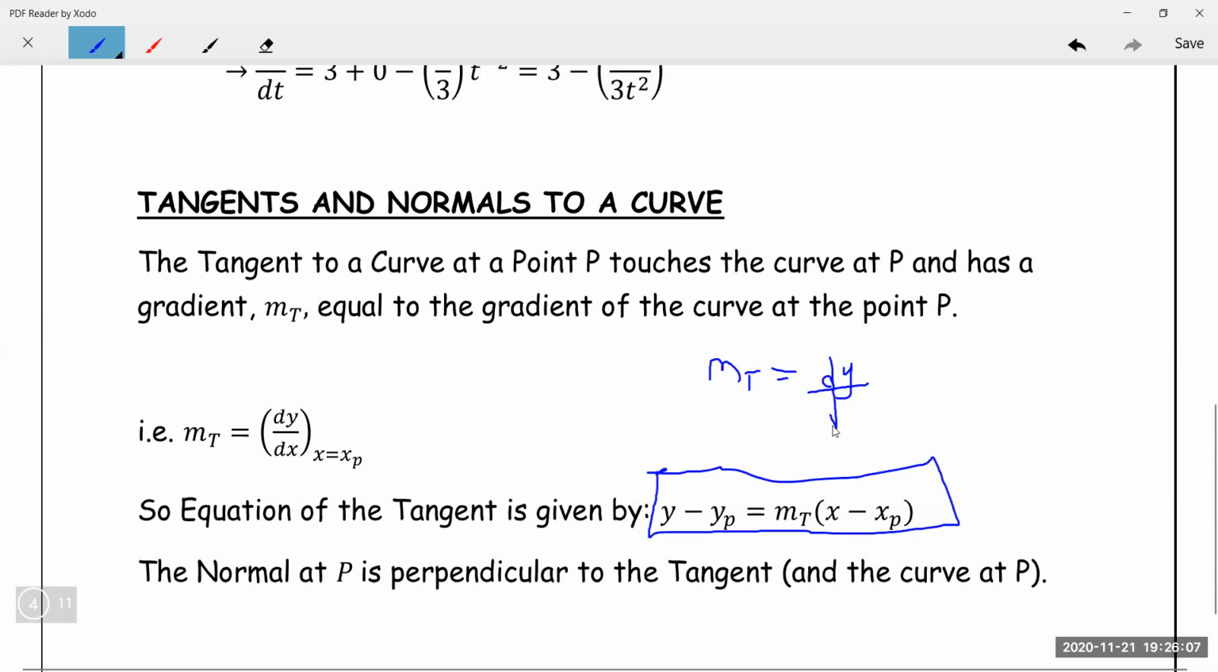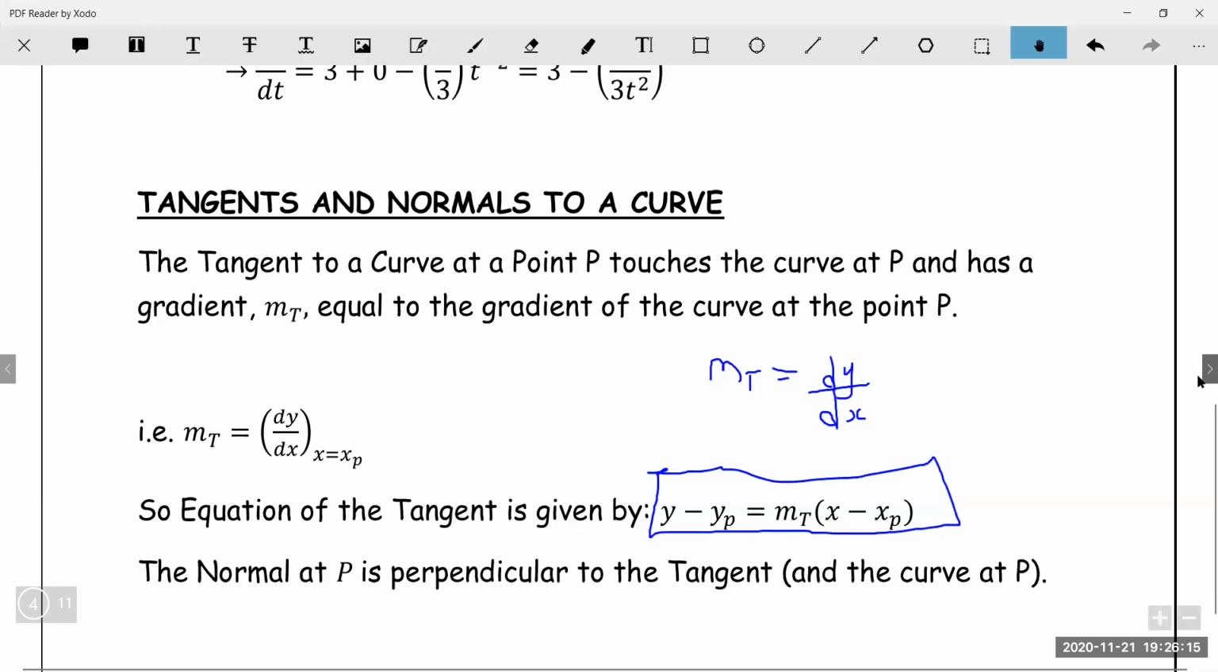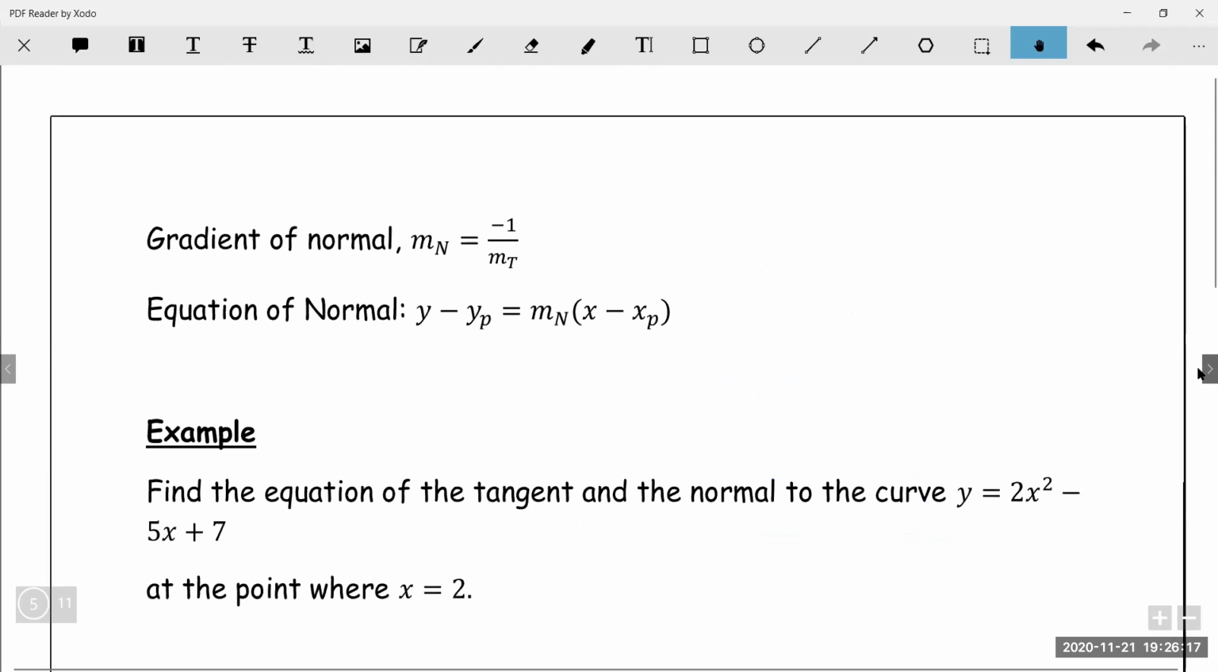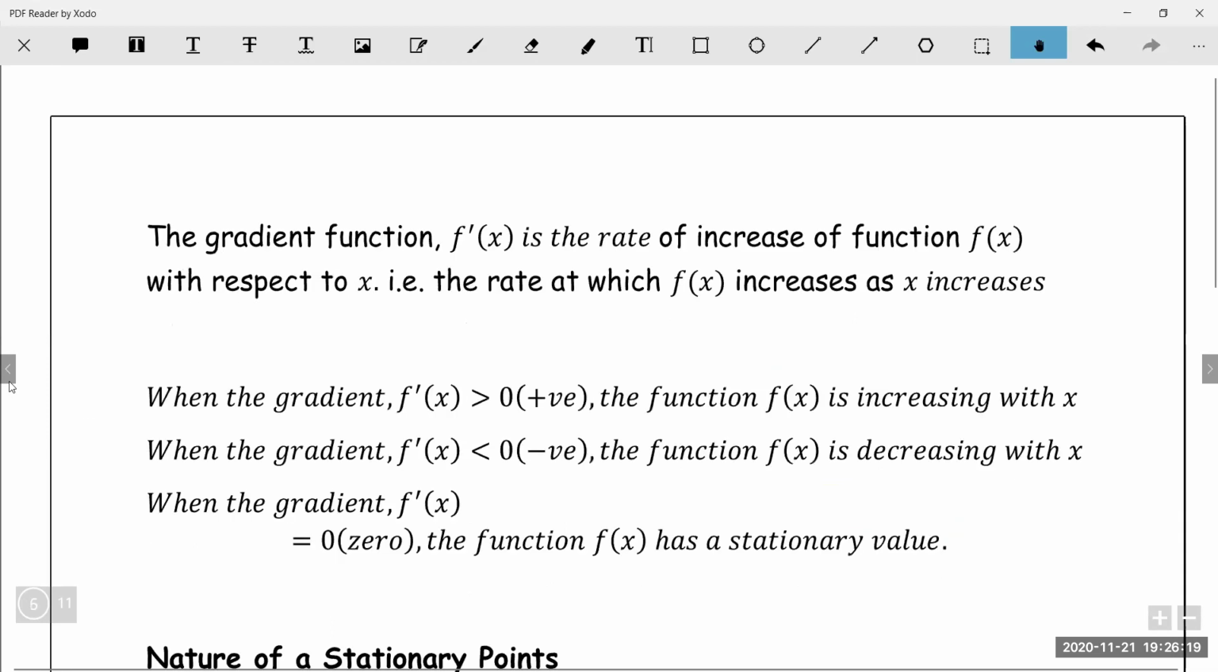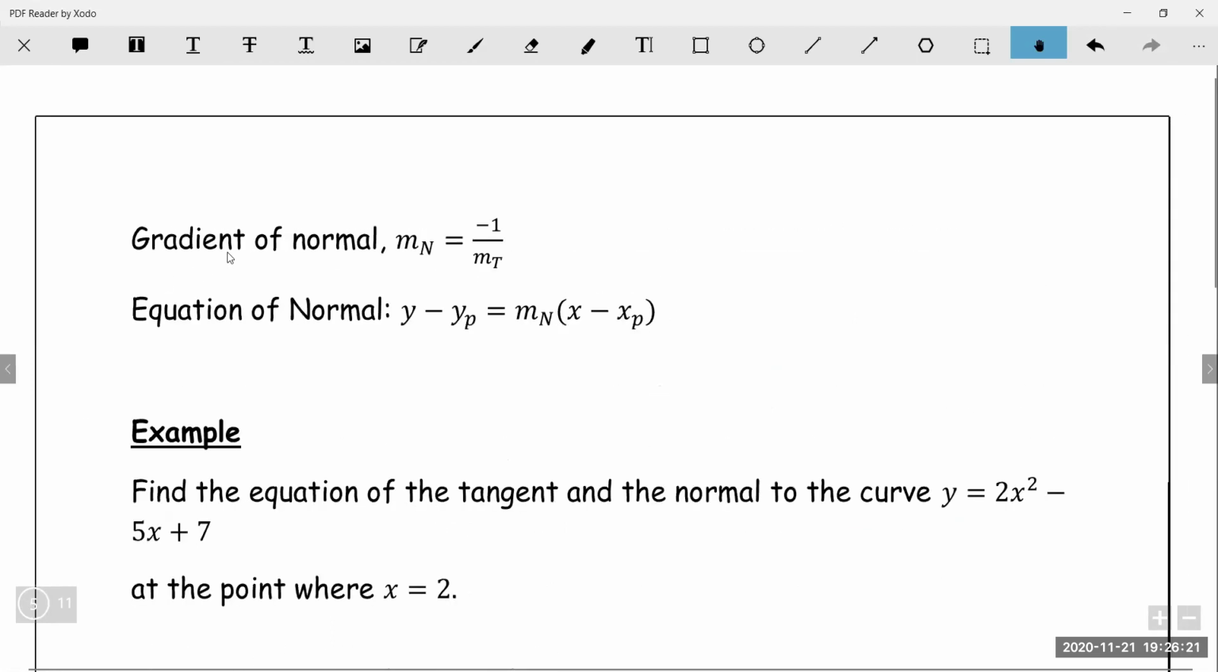Now, the tangent and the normal are perpendicular to each other. The normal at a point P is perpendicular to the tangent. So what that means is, since the normal is perpendicular to the tangent, the gradient of the normal is -1 over the gradient of the tangent. And so the equation of the normal is given by y minus yP equals the gradient of the normal times x minus xP.